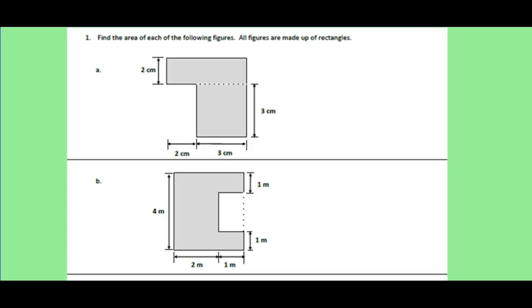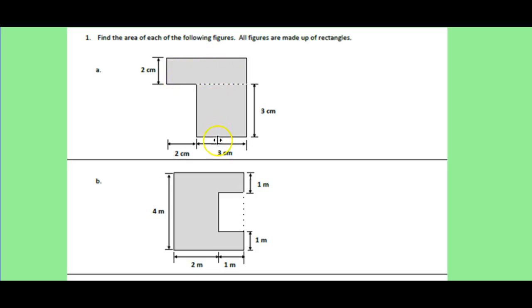So for this first one, it says find the area of each of the following figures. All figures are made up of rectangles. So it tells you that they're made up of rectangles. And one thing that we know for sure about rectangles is that the opposite sides of rectangles are equal. So that's going to help us when we're solving this. So let's look at number 1. We know that this side length of this rectangle is 2 centimeters, but we are missing this side length to be able to help us find the area of this rectangle.